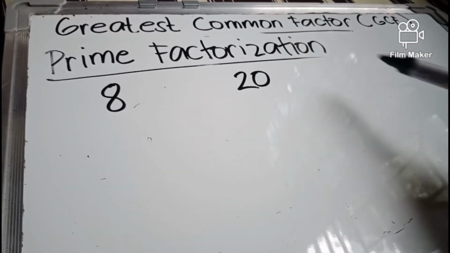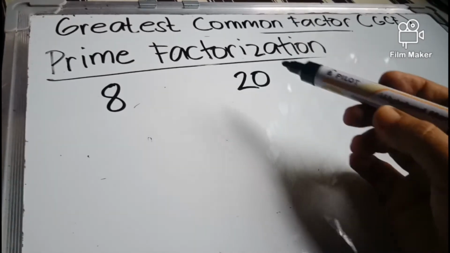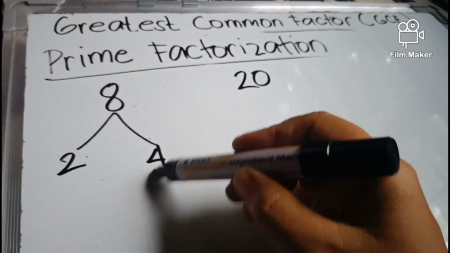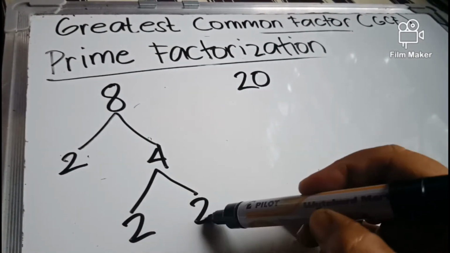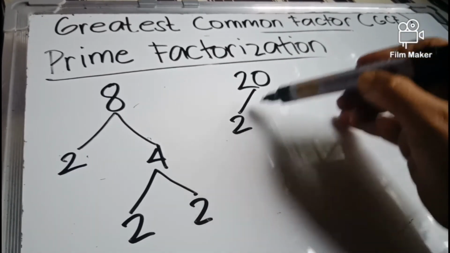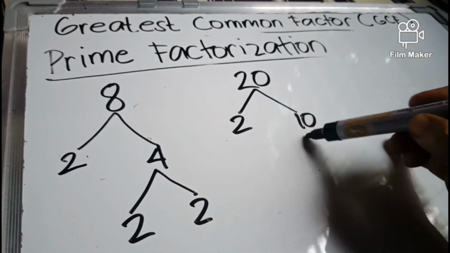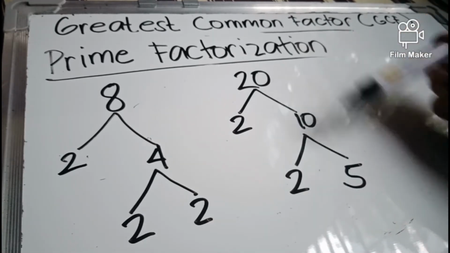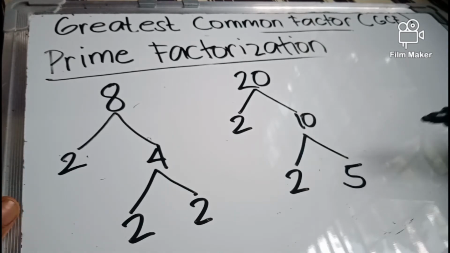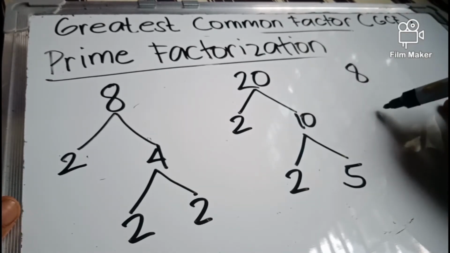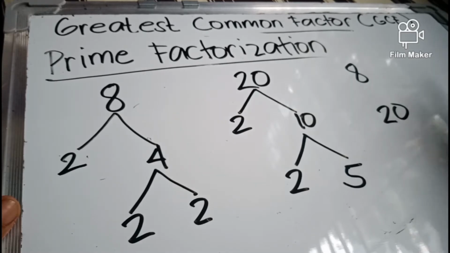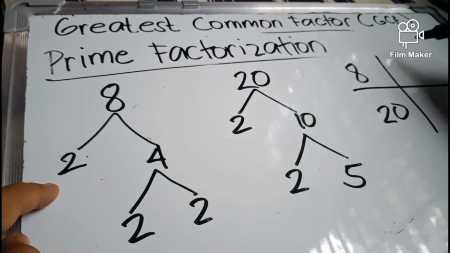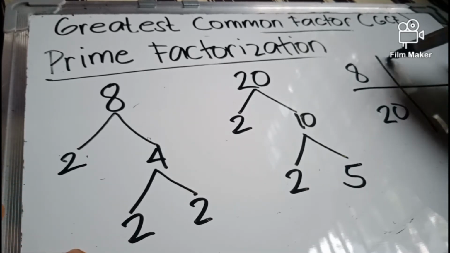Okay, another example is 8 and 20. So, what are the factors of 8? We have 2 and 4. Sa 4 naman, may dalawang 2. Sa 20, we have 2 and 10. And 10, we have 2 and 5. So, ito yung ginawa nating factor tree. So, pag meron na tayong factor tree, ililista natin yung kanilang common prime factors. So, dito sa 8, mayroon siyang tatlong 2. So, 2.